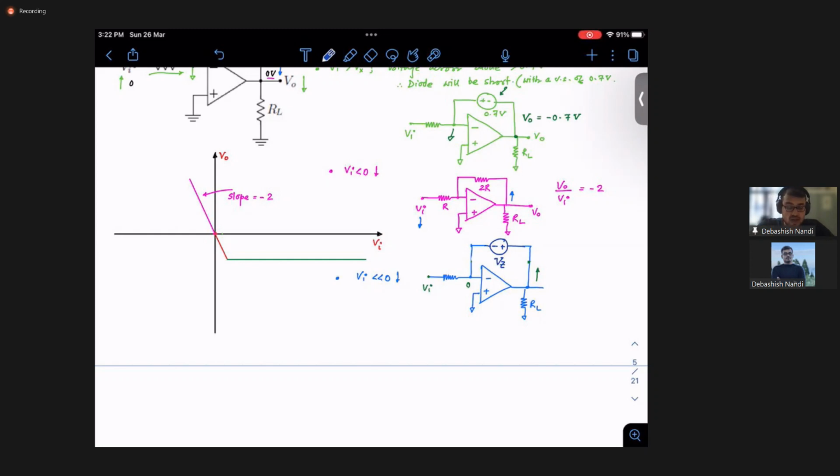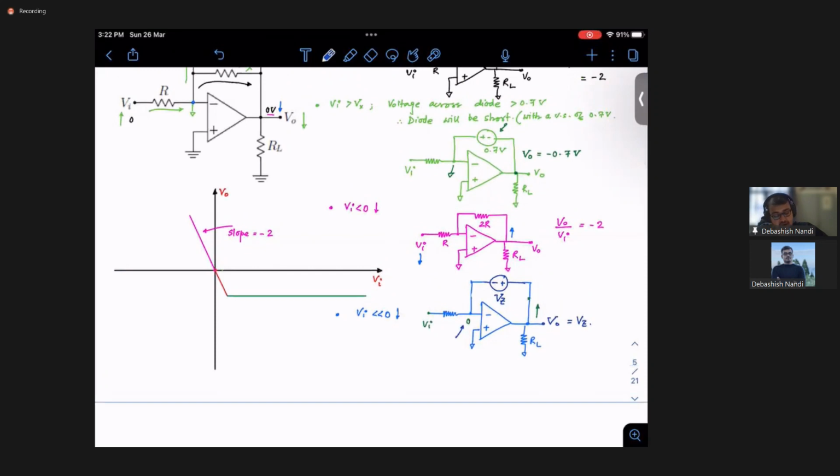The same circuit we have discussed in the voltage regulator case, if you can remember. So what will happen in that case? If this is 0, then my V naught is getting pinned to this Vz voltage. V naught will be nothing but Vz, because this end is ground. So your V naught will be pinned at Vz. This is how your characteristics will look.